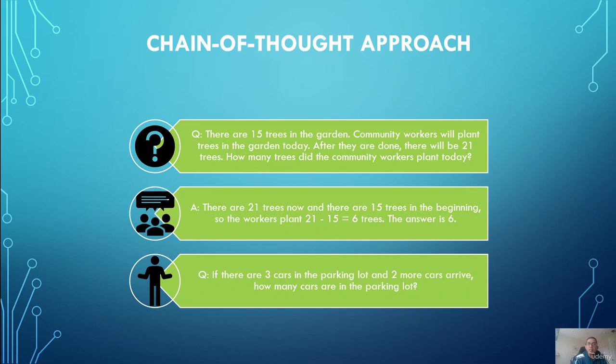And here the question is, you have 3 cars already in the parking lot, 2 more came in, how many cars are there? So that is the chain of thought. You will provide the question, you will provide the answer, and then based on that you will ask additional questions. The model should be able to interpret these first two and then give you the correct output.